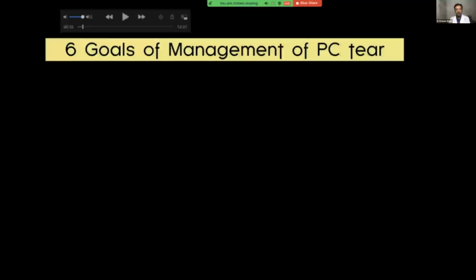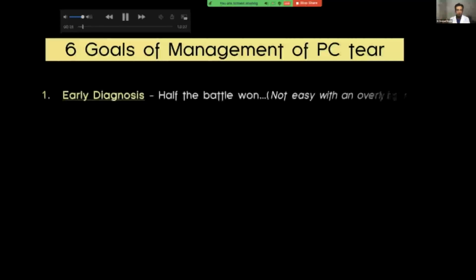So I think it's better if we are well prepared whenever we have a complication like PC tear. Better to have certain goals and principles. I would like a younger surgeon to have these 6 goals of management of PC tear, which I personally will follow. The first goal always would be to diagnose this PC tear early. If you can diagnose it early, half the battle is really won.